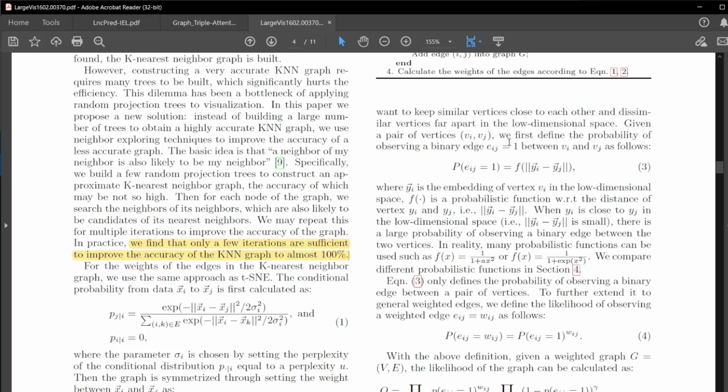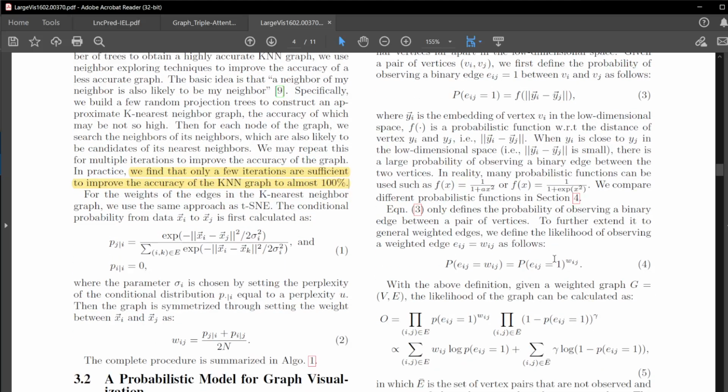In reality, many probabilistic functions can be used, such as f(x) = 1/(1 + x²) or f(x) = 1/(1 + exp(x²)). We compared different probabilistic functions in Section 4. Equation 3 only defines the probability of observing a binary edge between a pair of vertices. To further extend it to general weighted edges, we define the likelihood of observing a weighted edge e equals wij as follows: p(e = wij) = p(e = 1)^wij, Equation 4.